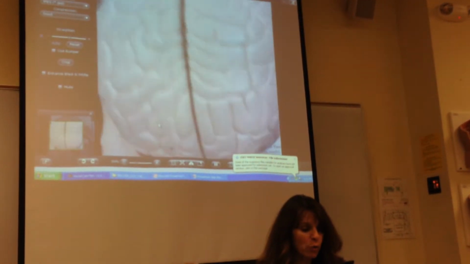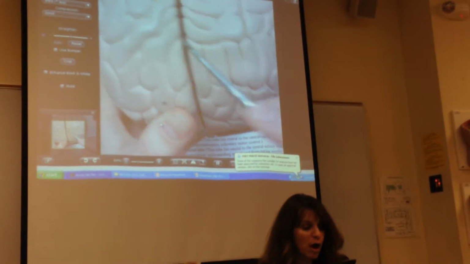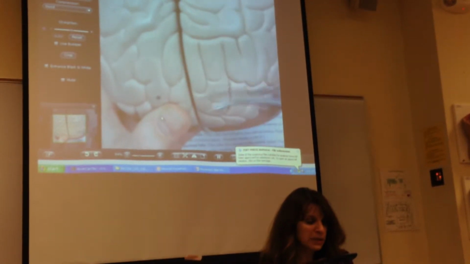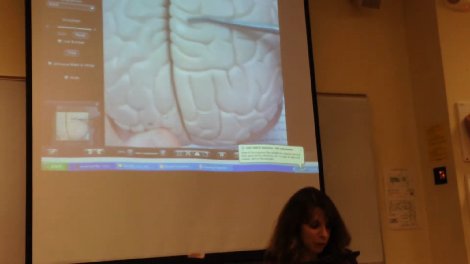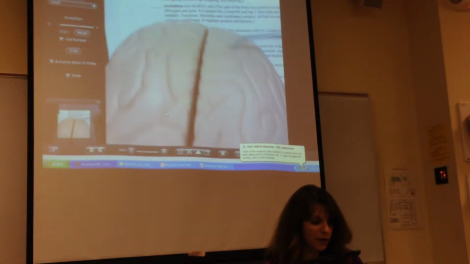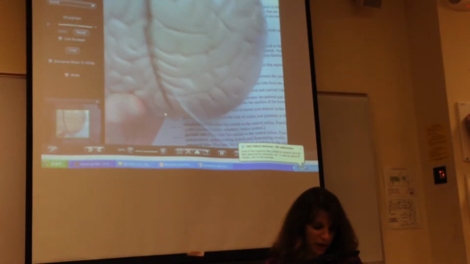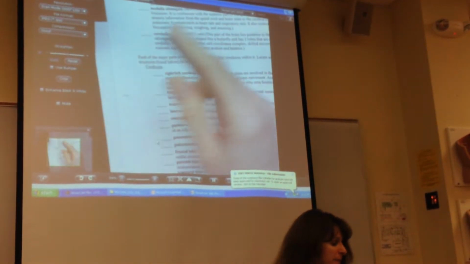And then what do I call this sulcus right here? Parieto-occipital sulcus. What lobe is this? Occipital lobe. And what lobe is this? Parietal lobe. And what lobe is this here in the front? Frontal lobe. And then we've got our lobes down. And then remember how we identified over here?